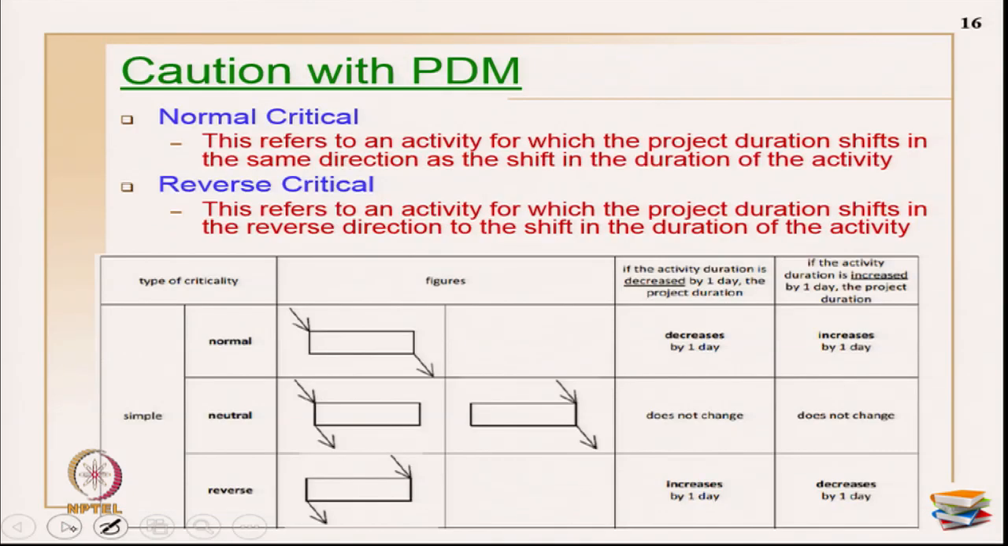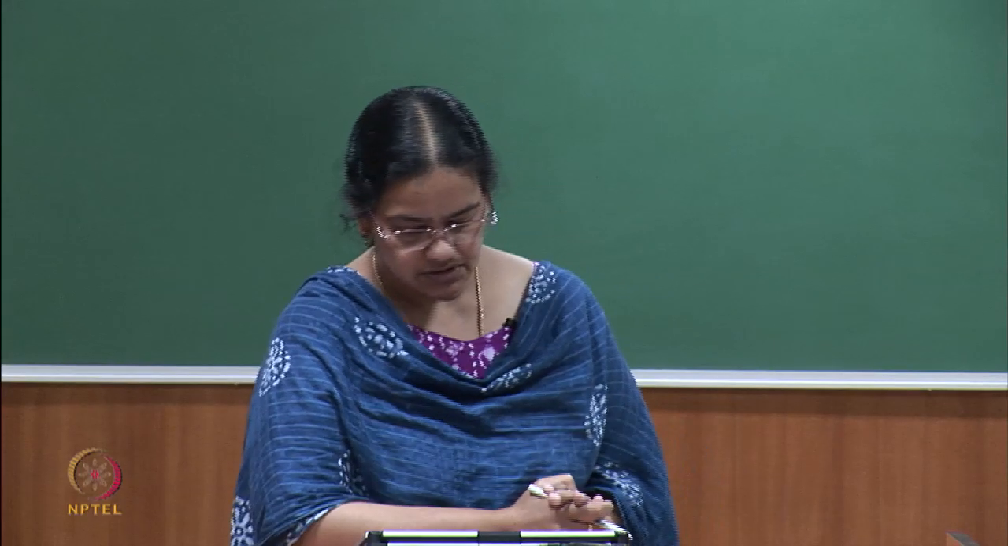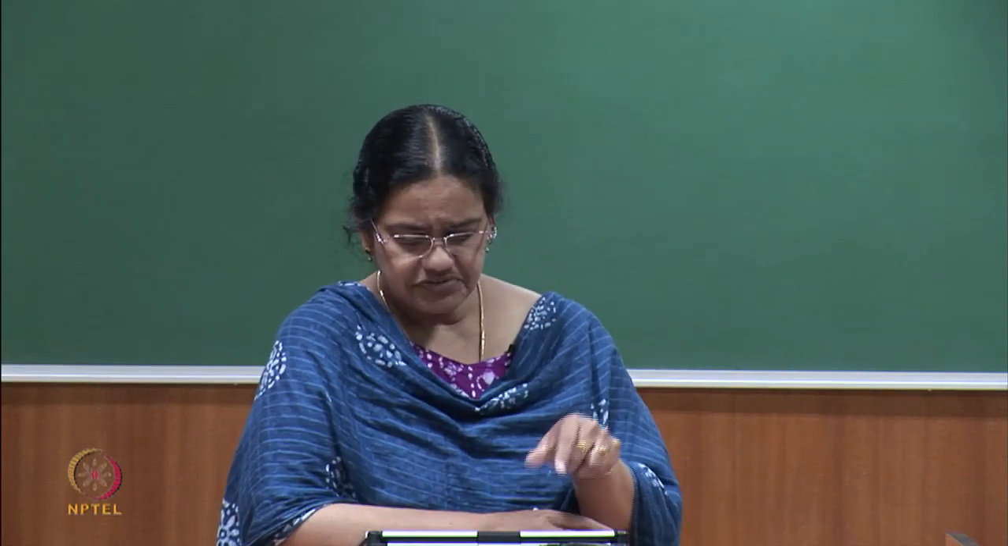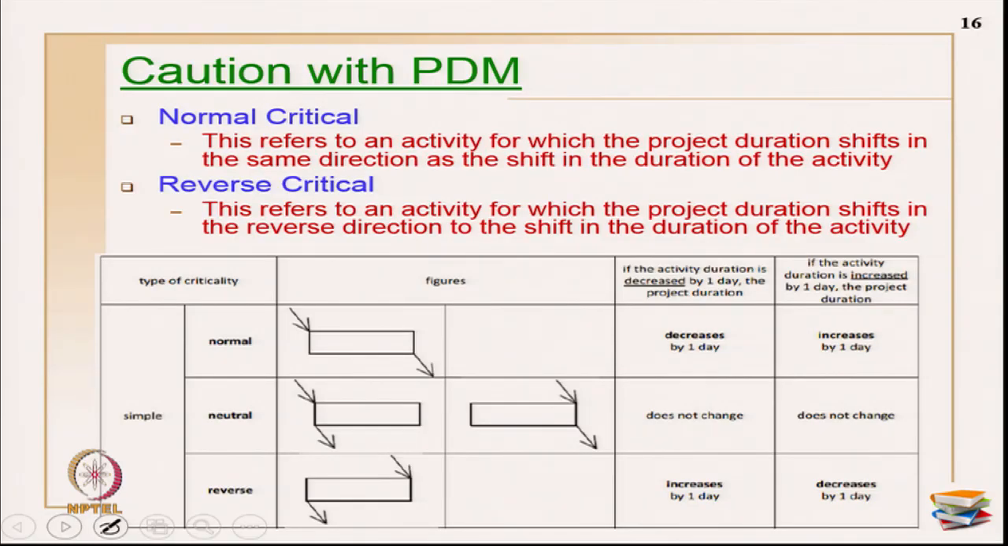Okay. Now, let us move on to caution with the PDM. When you are working with contiguous activity execution, there are some problems with finding the critical activities, just with the relationships. This problem will not happen when you are working with interruptible activity executions. Okay. Now, I have brought up a few things, and there are many more cautions available. I am just going to compare normal critical, neutral critical and reverse critical.